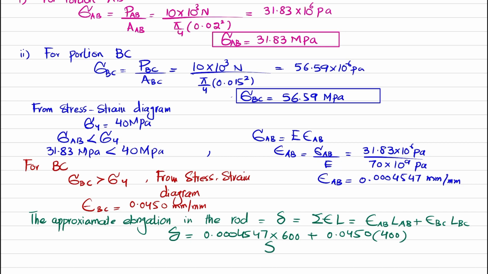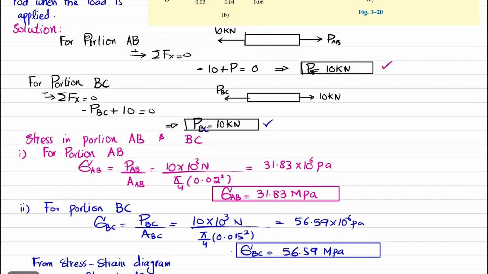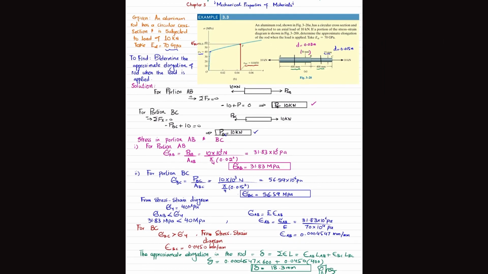So when you solve this, you will get total elongation in this rod when subjected to a load of 10 kilonewton comes out to be 18.3 millimeter, which is the answer of this question. So due to this loading of 10 kilonewton, there will be an elongation of 18.3 millimeter in this aluminum rod. And that was all about this example 3.3.